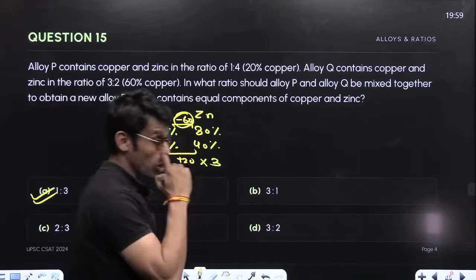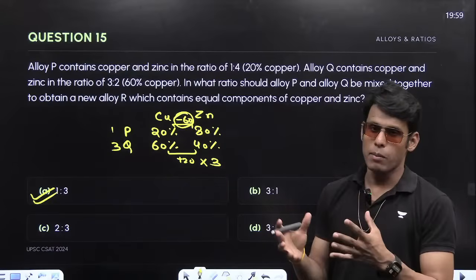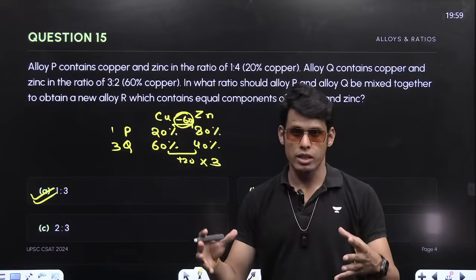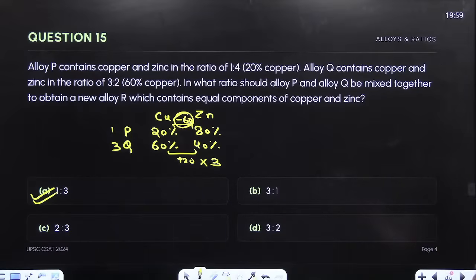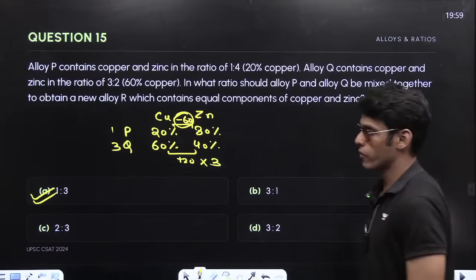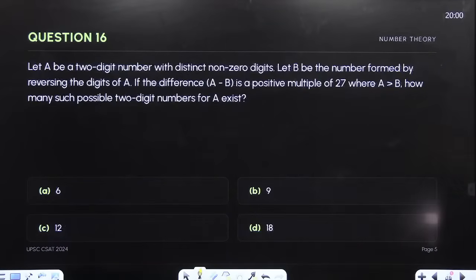So this is the shortcut for problems which involve mixtures. In mathematics, we call them mixtures and alligations, right? So this is how to approach it. This is one way to approach it. This was a shortcut which I have just discussed. Okay, and this was a doable problem.